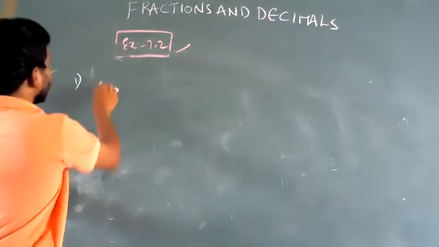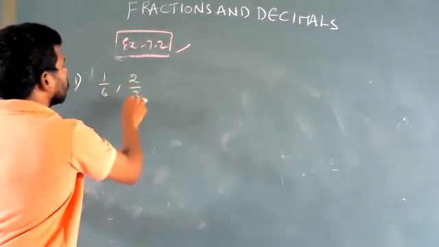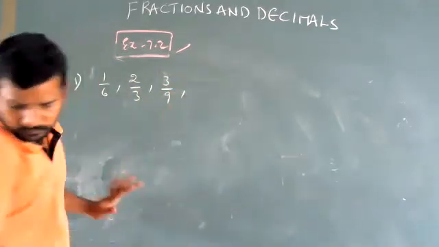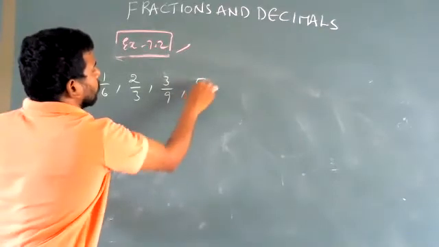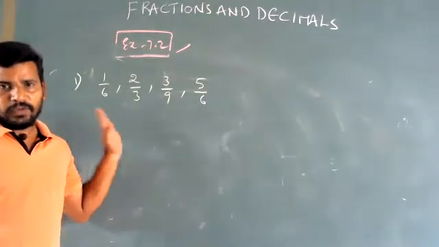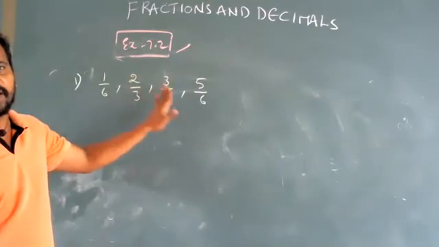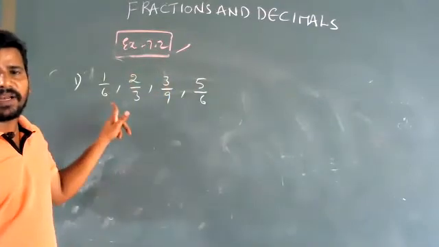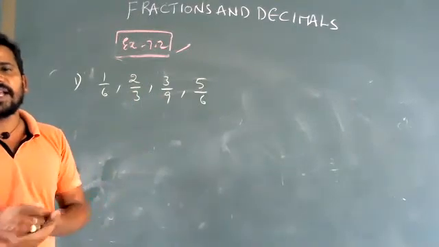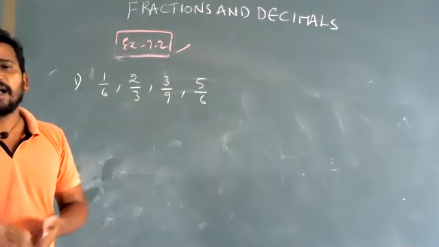1 by 6, 2 by 3, 3 by 9, 5 by 6. Now you can arrange them in ascending order or descending order. Observe all the given fractions: 1 by 6, 2 by 3, 3 by 9, 5 by 6. Observe the denominators 6, 3, 9, 6 are different. So they are unlike fractions. Now you find the LCM, which means you should convert them into like fractions.